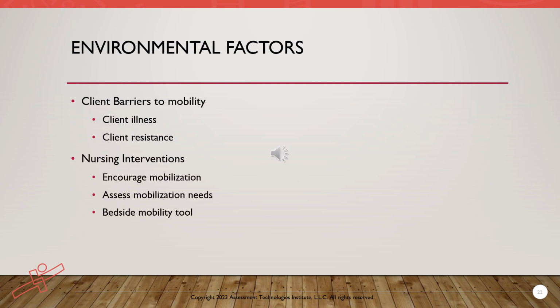Environmental factors affecting mobility. Environmental factors are external conditions in the client's surroundings that can either support or hinder safe movement. These factors are important to identify because they contribute to falls, injury, fear of movement, and decreased independence. Physical environmental barriers, such as cluttered or crowded living spaces, cords, rugs, furniture, or belongings, may obstruct walking pathways. This increases risks of falls and fear of moving around independently.